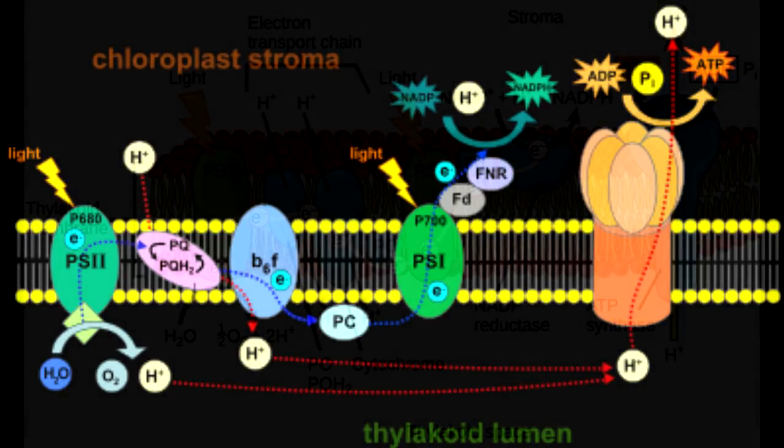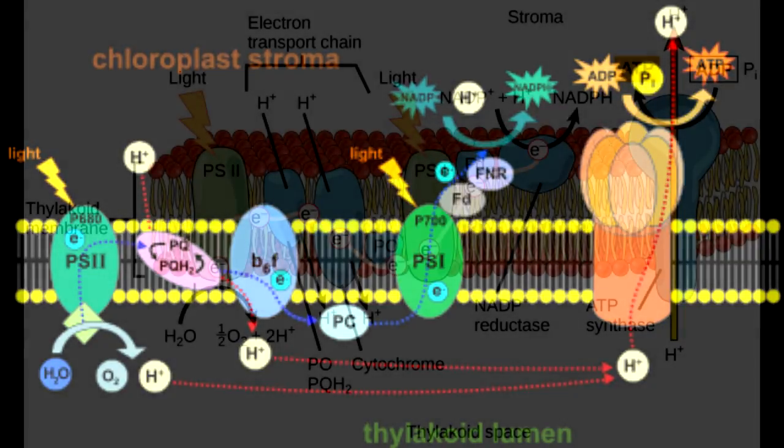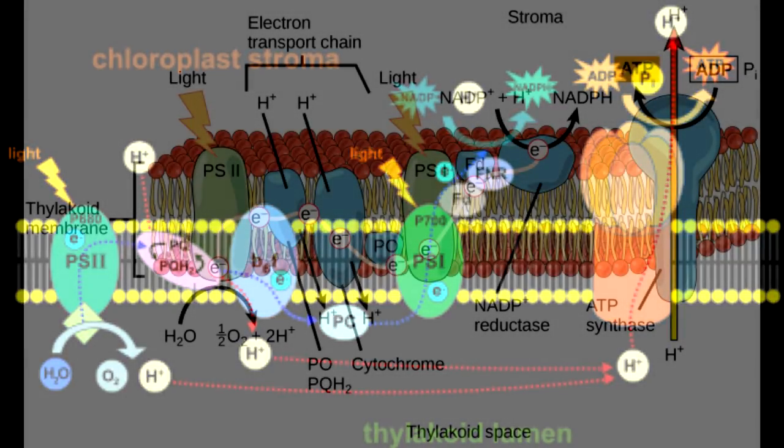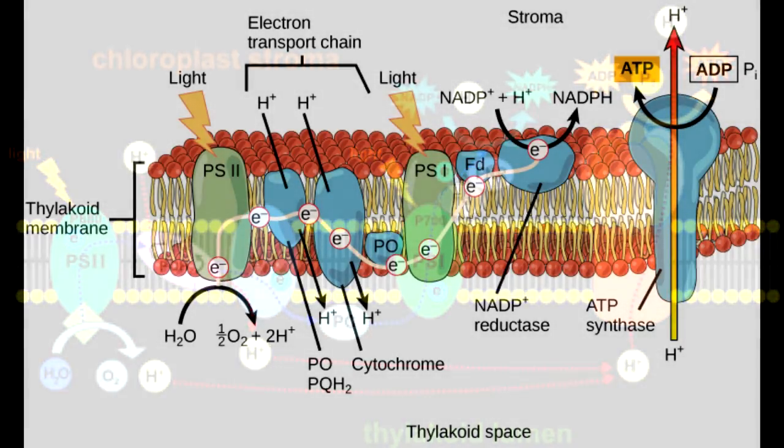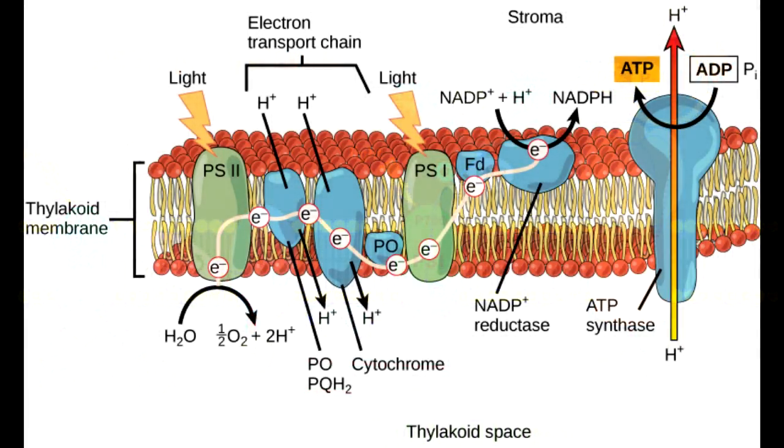H+ ions return to the matrix via the transmembrane enzyme ATP synthase. This diffusion of ions is called chemiosmosis. As the ions pass through the ATP synthase, they trigger a phosphorylation reaction which produces ATP from ADP plus Pi.